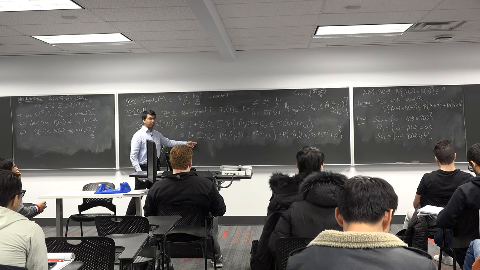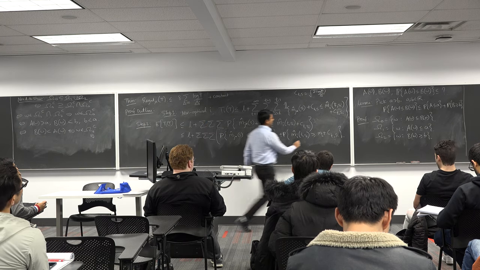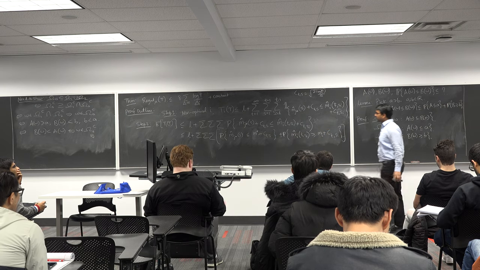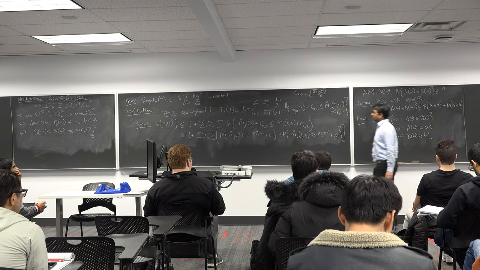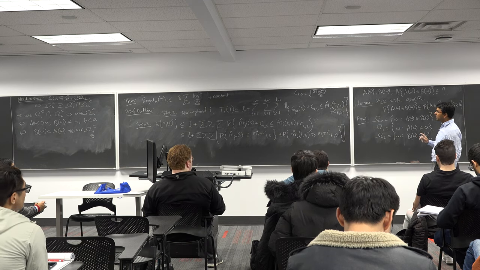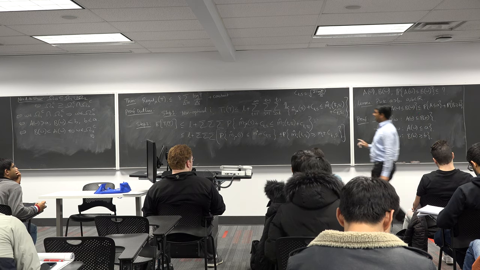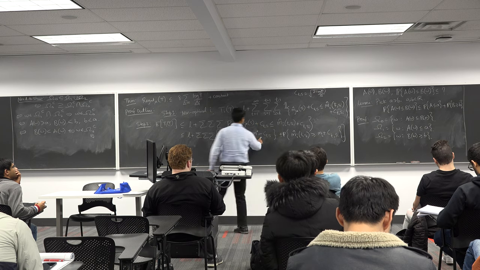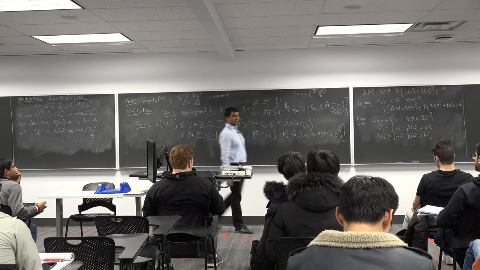Everyone understands the step here? Okay, so I'm just applying that particular lemma. And now the problem boils down to computing these two probabilities. Oh, and I also have to prove one thing, right? What do I have to prove? Well, I have to prove that this term has to be greater than this term, right?